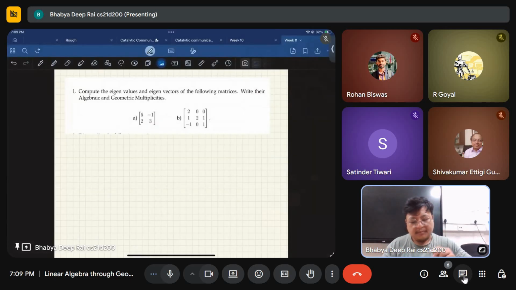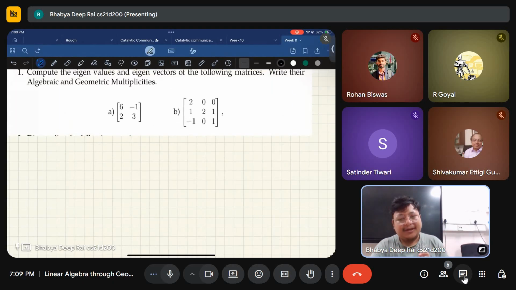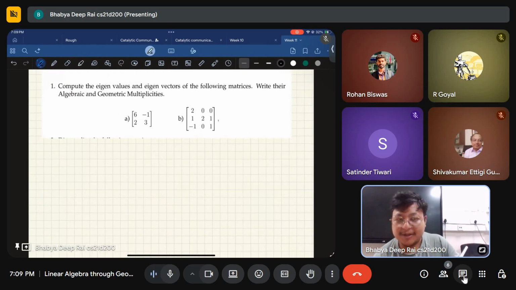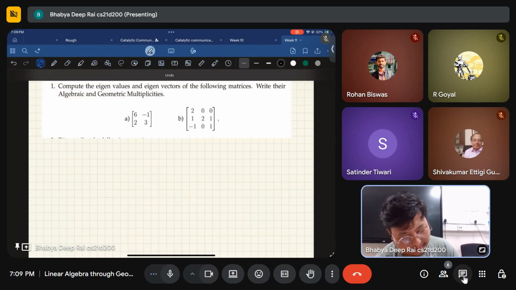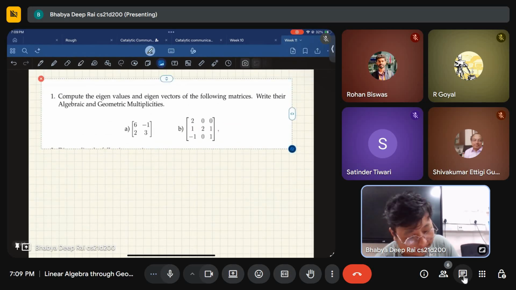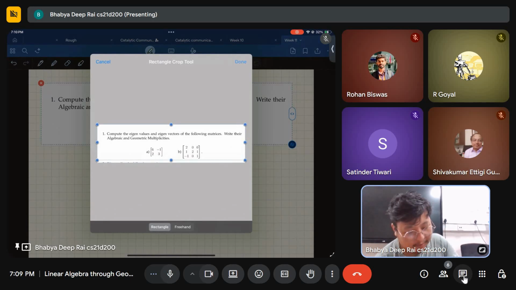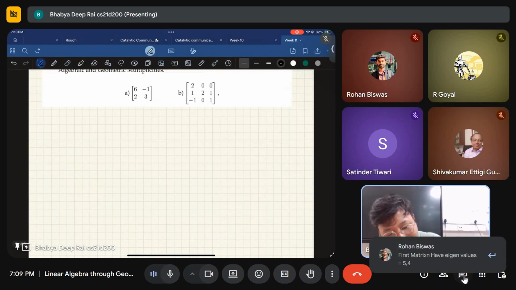So the question says: compute the eigenvalues and eigenvectors of the following matrices. Write their algebraic and geometric multiplicities. We'll come to what algebraic and geometric multiplicities are, but let's first compute the eigenvalues. I hope you all remember what eigenvalues and eigenvectors were.